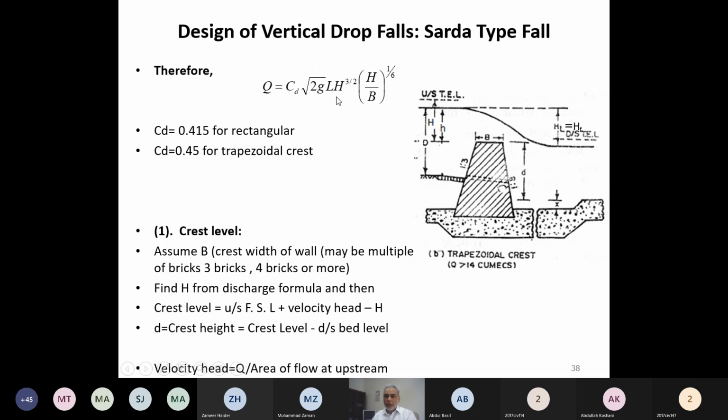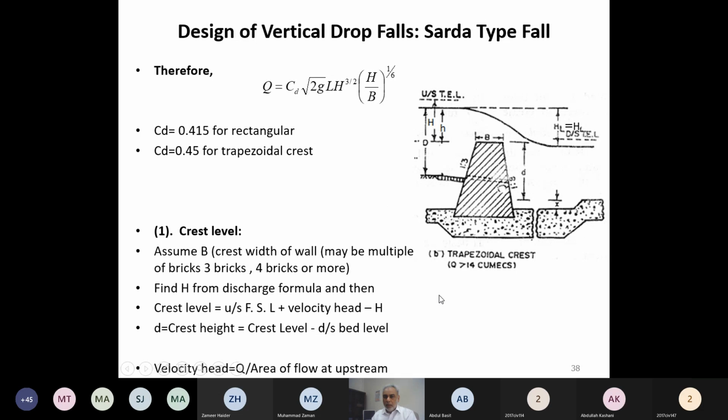If we use the value over here, then that is fixed for particular units. For example, in SI, we will be placing g as 9.81. So then this formula with the CD 0.415 will result into 1.835 for rectangular, and this will result into 1.99 for trapezoidal. But when g is 32.2 in FPS system, then this 1.835 and 1.99 cannot be possible. Okay, this is the generalized formula for vertical drop fall with the CD value given over here for rectangular and trapezoidal shape.